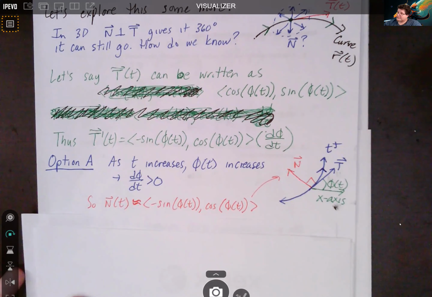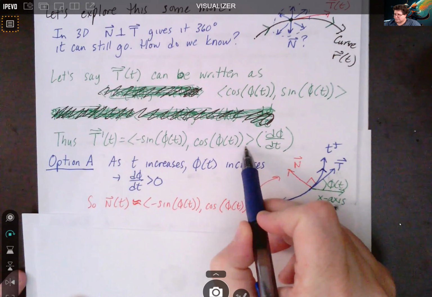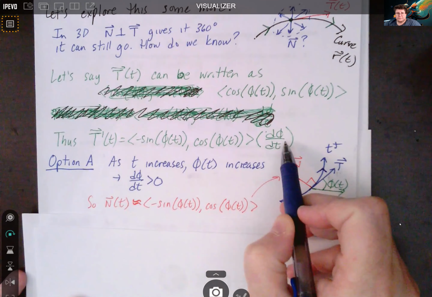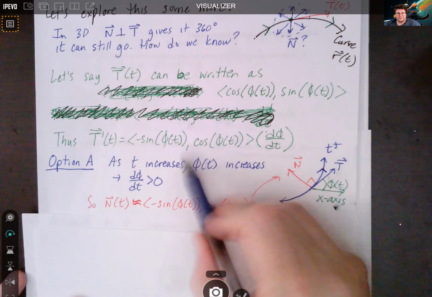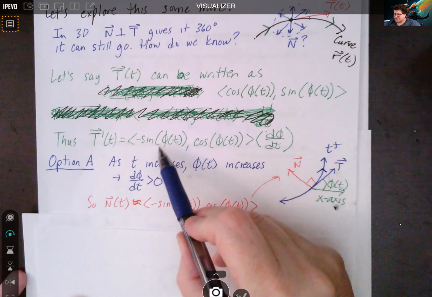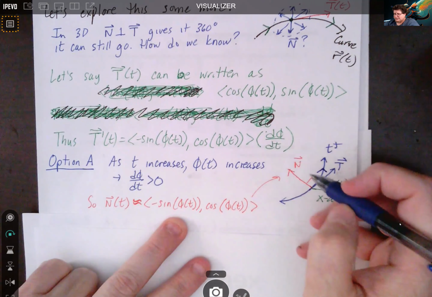Which means this whole thing is just as is. It's a positive value. Doesn't matter what it is. Positive 1, positive 10, they're just scalar multiples of this. They're all positive. It doesn't change the sign of these. So negative sine theta.